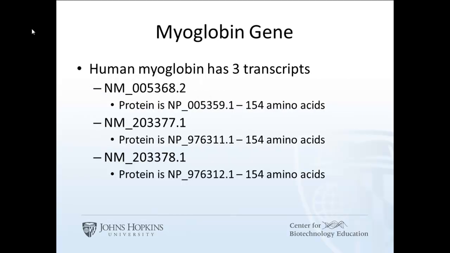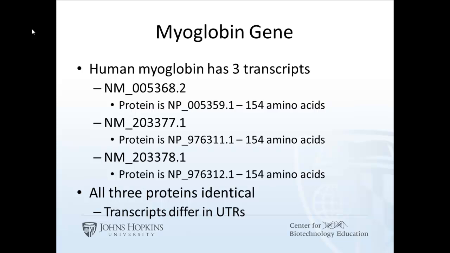Here's an example. Human myoglobin has 3 known transcripts. All 3 mRNAs have different lengths. The protein is the same for all 3. Since the variation is entirely in the UTR, the proteins are identical.